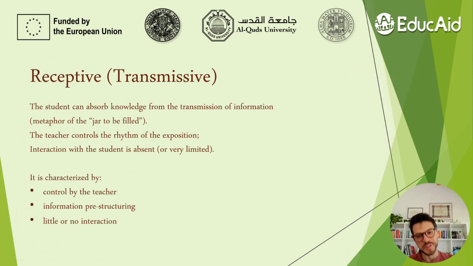Now let's dive into the different architectures. And so we have the first one, the receptive transmissive architecture. The characteristic of this architecture is that the student can absorb knowledge from the transmission of information. The metaphor here is the jar to be filled. So the student is the jar, and the teacher is someone who fills that jar. The teacher controls the rhythm of the exposition, and the interaction with the students is very limited, if not completely absent.